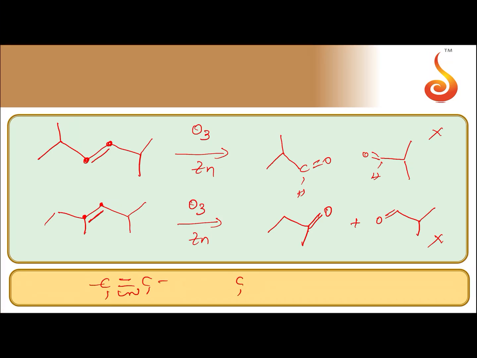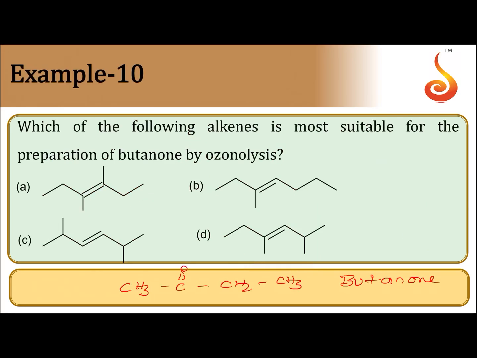So what is the shortcut for ozonolysis of alkenes? Remove this double bond, put a plus in between, and write double bond O on the two carbon atoms. That is the shortcut. So if you do this, what are you getting? We should get which of the following alkenes is more suitable for preparation of butanone. So option A should be our answer.